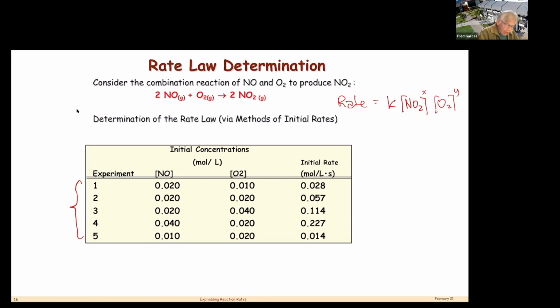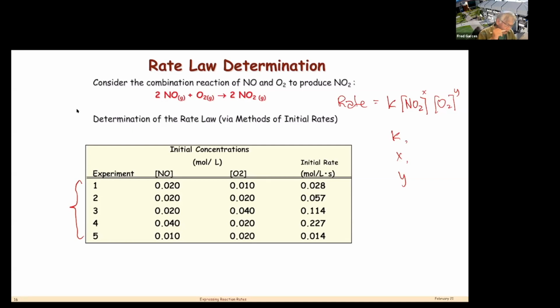Our job is to calculate K, X, and Y. By doing that, we will get the established rate law, an equation that gives us information about the speed of the reaction depending on how much of NO2 and O2 we have. That's the rate law. Okay, so how do we do that?